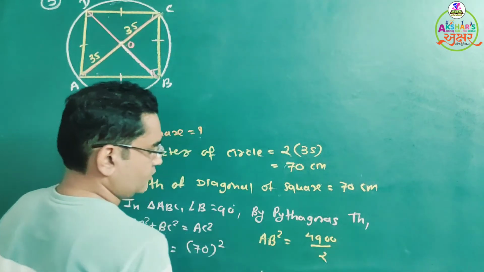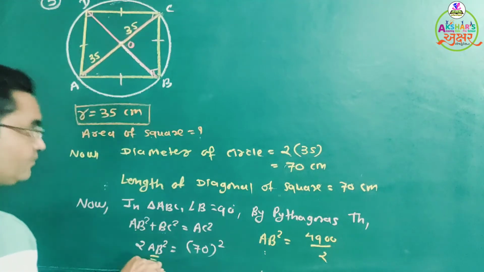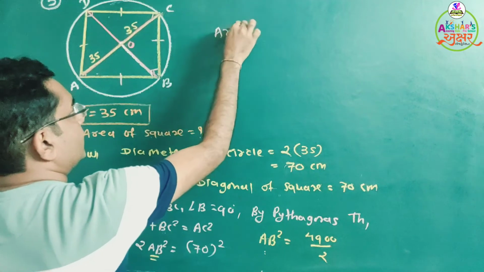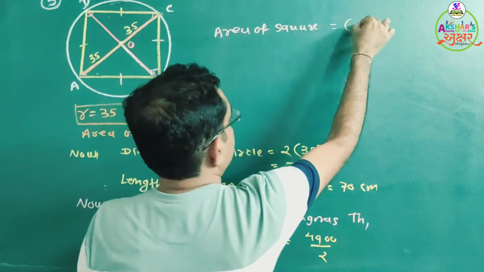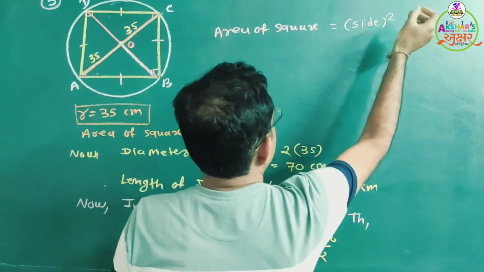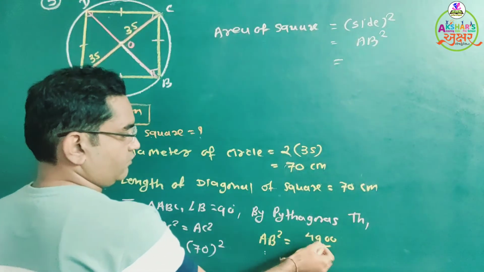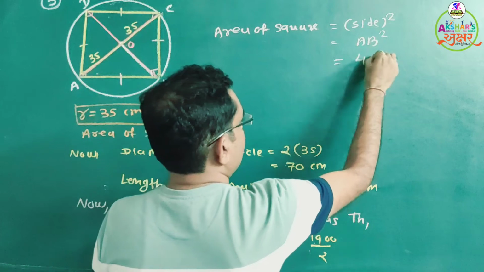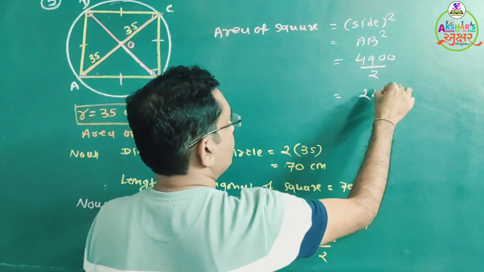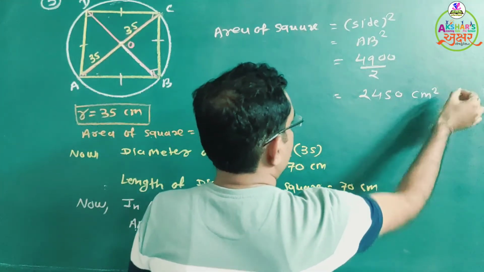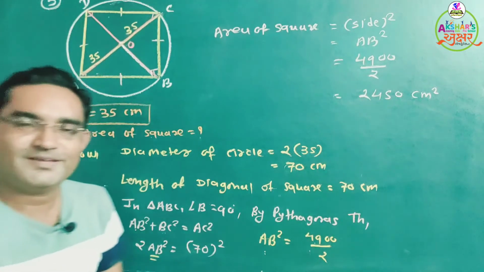4900 divided by 2. Now students, what is AB square? It is the square of side, and square of side is nothing but the area of square. Done. तो वो हमें फाइंड करना था. So area of square is nothing but the square of one of its sides. The side is AB, which is AB square, and AB square is equal to 4900 by 2. 4900 divided by 2. क्या आंसर आएगा? 2 2s are 4, 2 4s are 8, 2 5s are 10, 2450 centimeter square. Done. This is the area of this square which is inscribed in this circle.